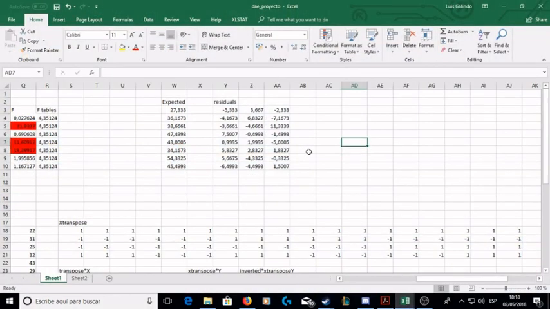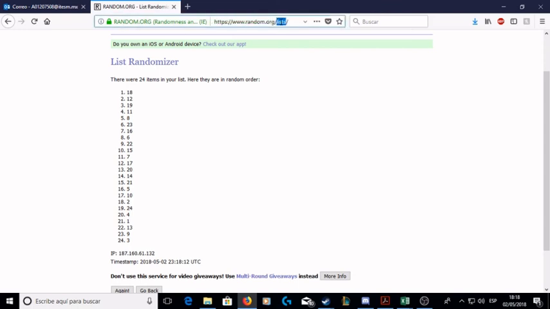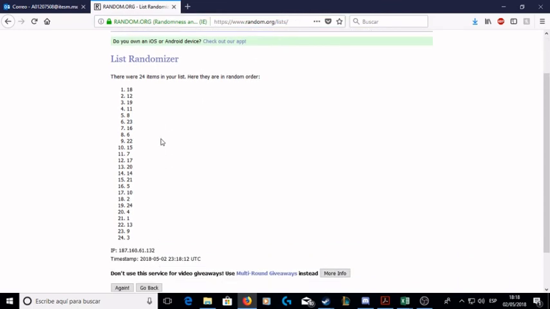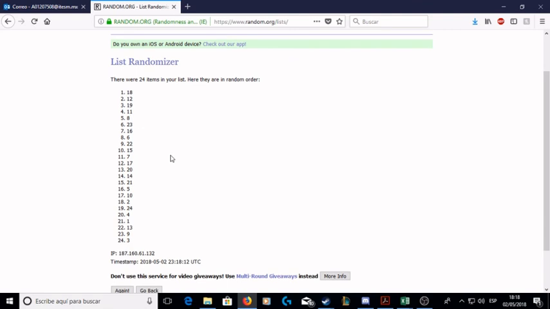So now we need a random order for plotting the residuals, and I'm going to get this with a program on the internet, the webpage random.org, which basically randomizes. This is the order, and this is the cell that I am going to graph first, and I'll graph this one by hand and give it to you in a second.